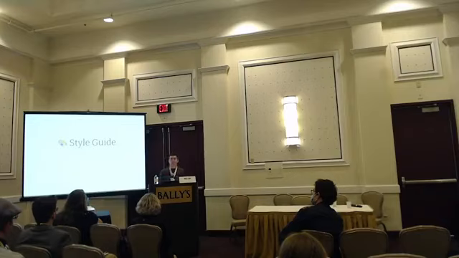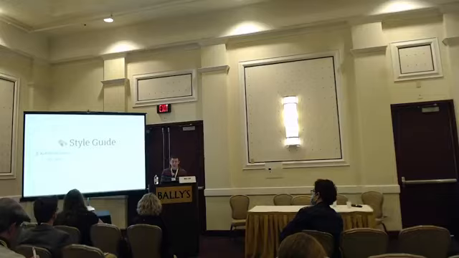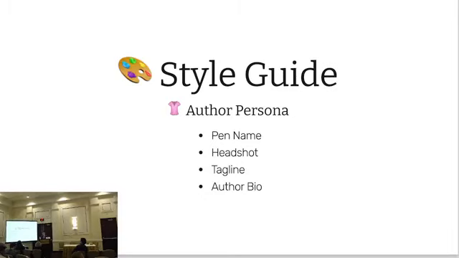Now, what does it take? What should this include? Let's start with the elements of your author persona. These are your pen name, your headshot, your tagline, and your author bio. This stuff appears even where your books don't appear, right? Because anytime somebody talks about your book, they're going to talk about your pen name, and if they're reviewing your book or something else, they're probably going to include your headshot.